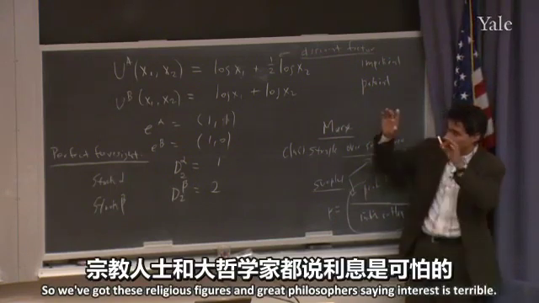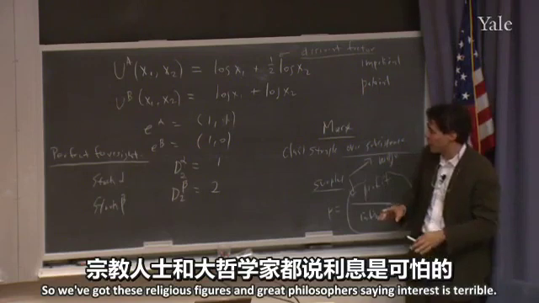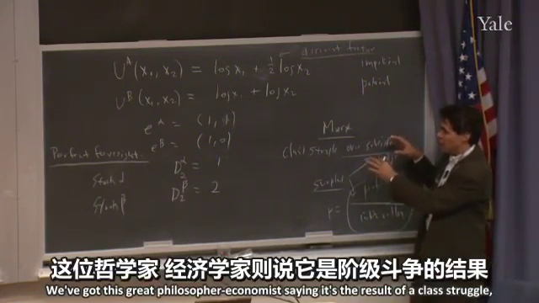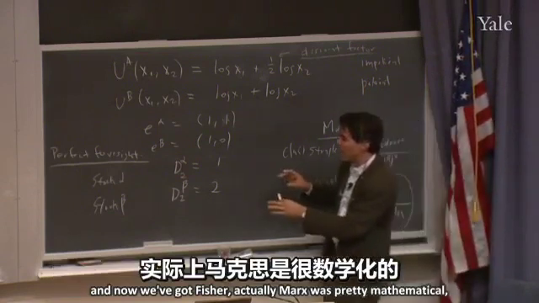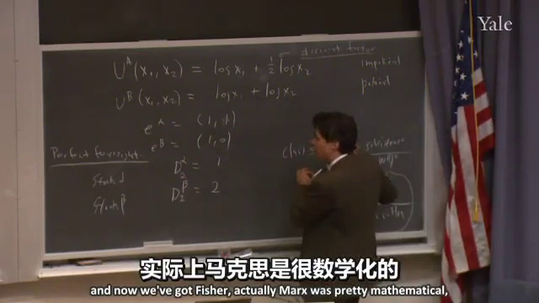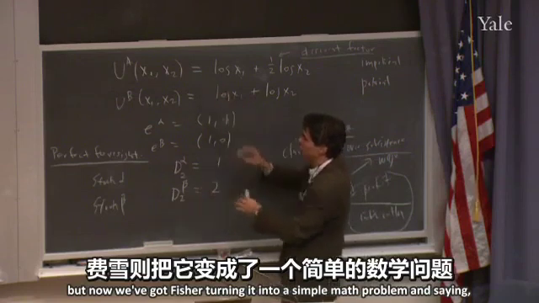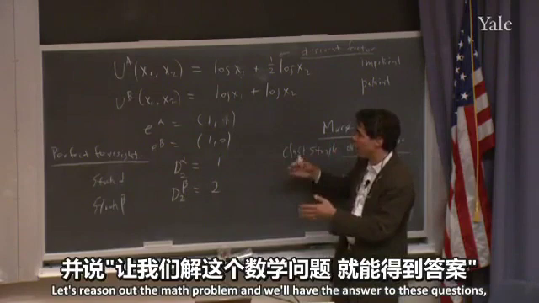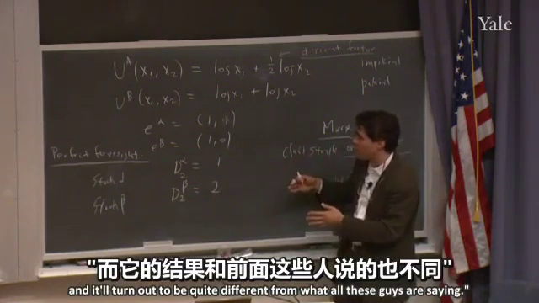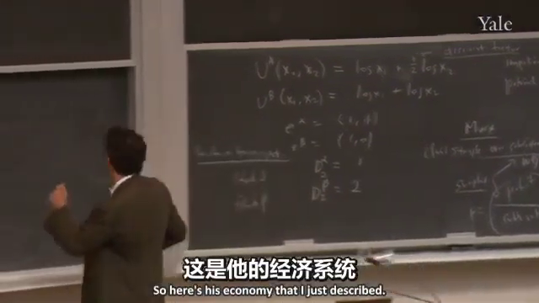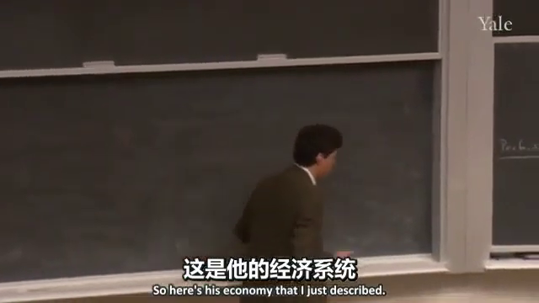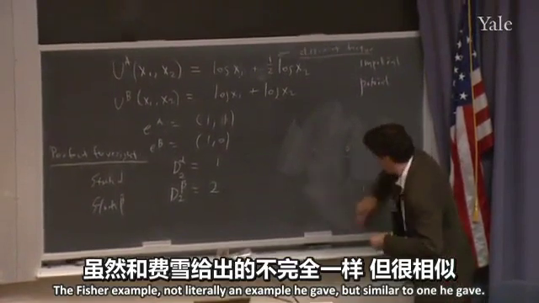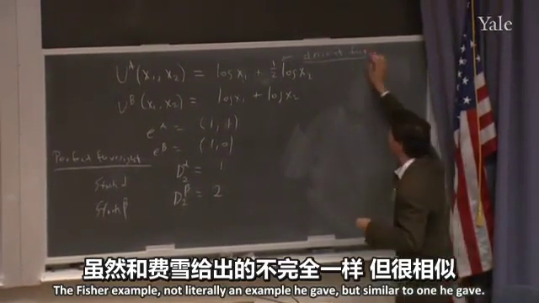Okay, so we've got these religious figures and great philosophers saying interest is terrible. We've got this great philosopher-economist saying it's the result of a class struggle. And now we've got Fisher. Actually, Marx was pretty mathematical, but now we've got Fisher turning it into a simple math problem and saying, let's reason out the math problem, and we'll have the answer to these questions, and it'll turn out to be quite different from what all these guys are saying. So here's his economy that I just described. The Fisher example, not literally an example he gave, but similar to one he gave.